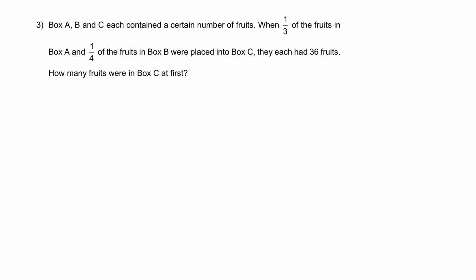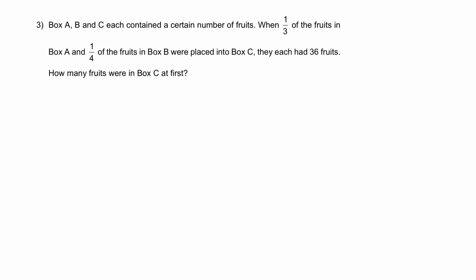Question 3. Box A, B, and C each contain a certain number of fruits. When a third of the fruits in box A and a quarter of the fruits in box B were placed into box C, they each had 36 fruits. How many fruits were in box C at first?